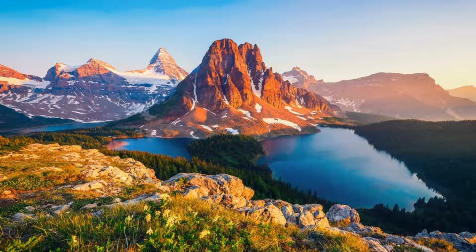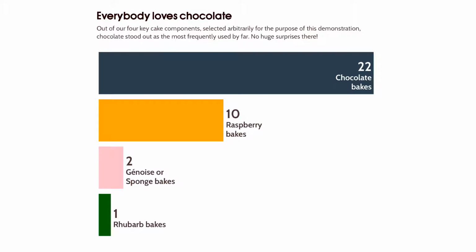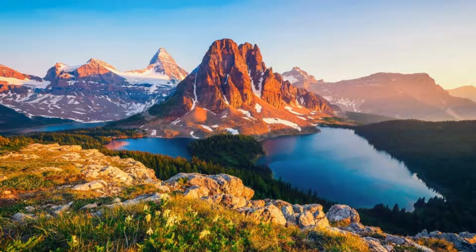Right, let's do a quick test. So here we're back at the mountain that I showed you earlier. We're going to do a quick test. I'm going to ask you about the plot that I'm about to show you, which is the second ingredient from the bottom. Okay, here we go. Okay, so the options were chocolate, raspberry, sponge, and rhubarb. So we'll just go again.